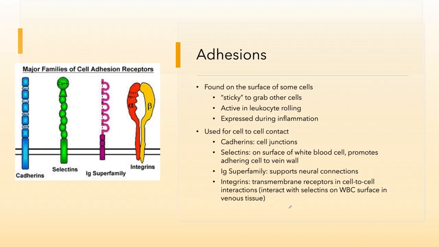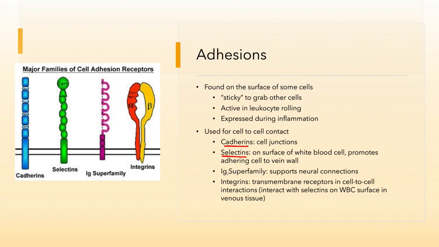Another important form of cytokine, and it's really more of a cell receptor than a signaling molecule, are the adhesions. There are 4 different classes of adhesions. There are cadherins, which are used in cellular junctions. There are selectins that are found on the surface of white blood cells. White blood cells in venous tissue will stick to the interior of a vein in order to receive other signals where there may be damage or infection.